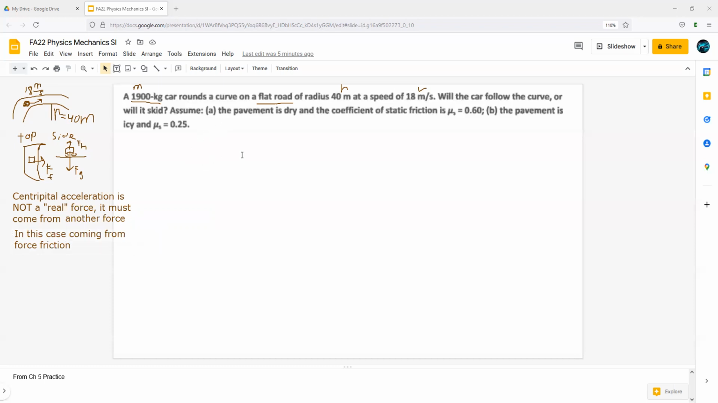Okay. So then you go ahead and do your sigma forces. Do y first. Oh yeah, I need to add my axis. Positive, positive. This is going to be 0 because it's flat, right? And then this next one, you want it to be 0, but you don't know that it is. Because it's asking you if it will skid.